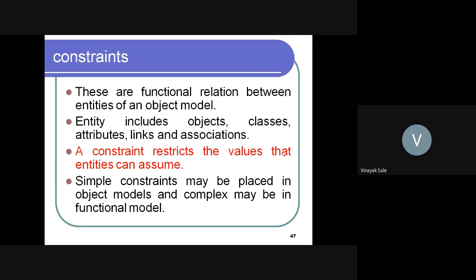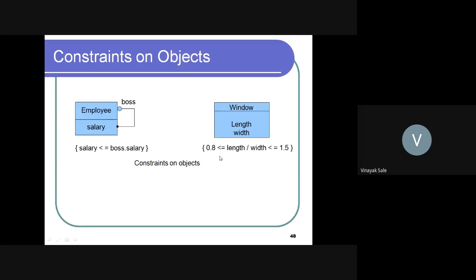A constraint restricts the values that entities can assume. Simple constraints may be placed in the object model, whereas complex constraints may be placed in the functional model. See the figures of constraints on objects.